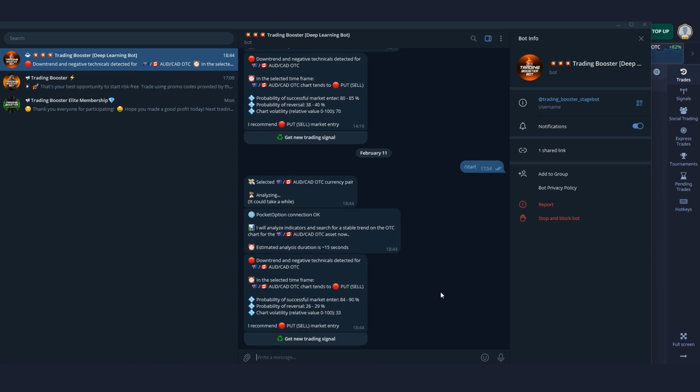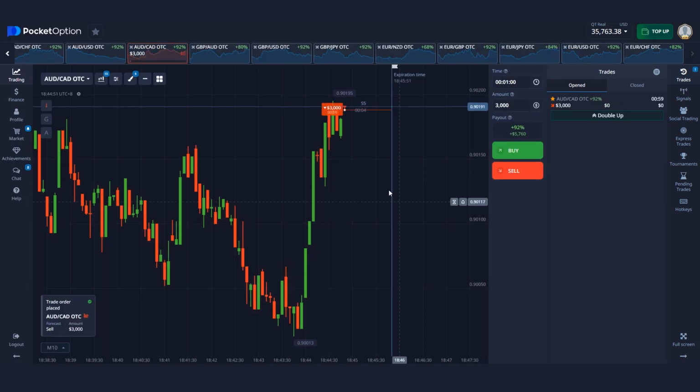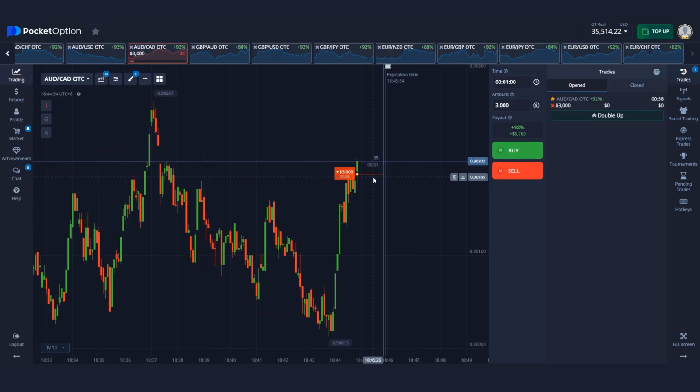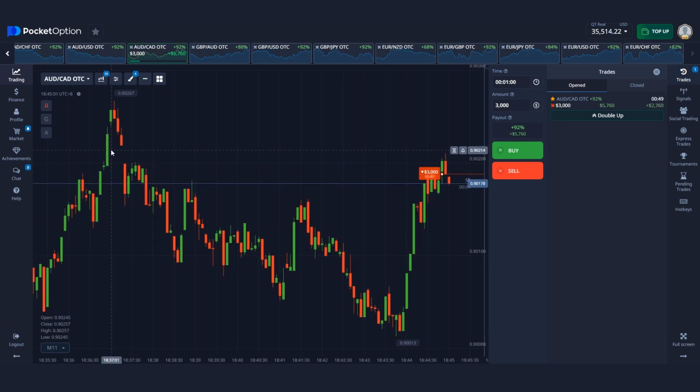I'm getting a great sell signal. I'm opening a trade on the new candle. Sell. All you need to do is activate the booster bot and start trading with it on the OTC market. You don't need to do any analysis.